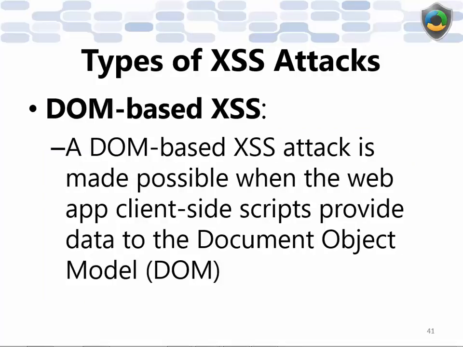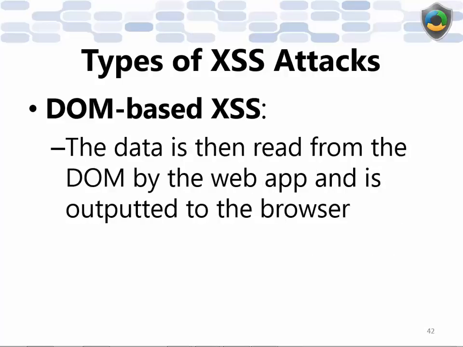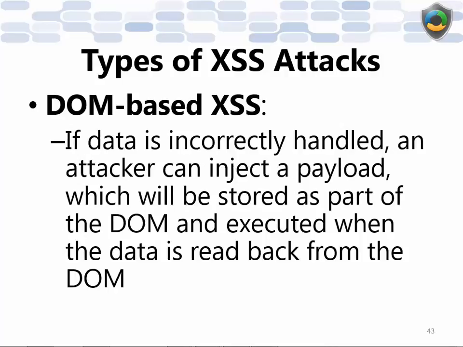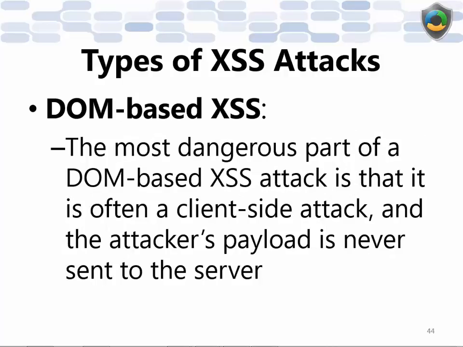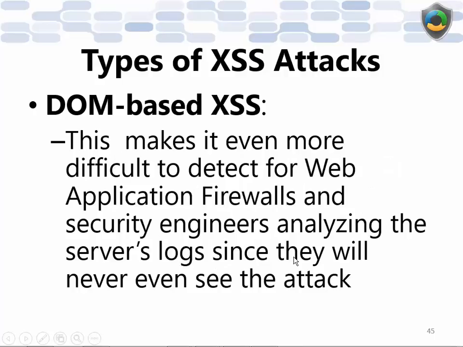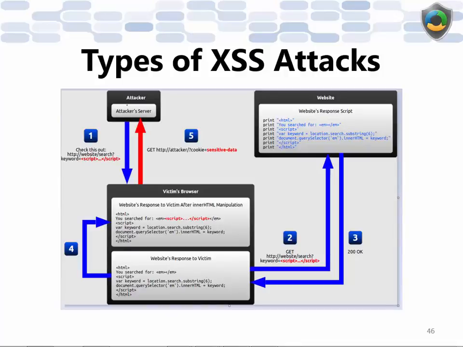Finally, you've got a DOM-based cross-site scripting attack. As mentioned here, this is possible when the client-side scripts provide data to the document object model. The data is read from the DOM and outputted to the browser. And if it's incorrectly handled, the attacker can inject a payload, and you can use the DOM to either read information from or write information to it. The most dangerous part of this is that it's often a client-side attack, and the attacker's payload is never sent to the server. That means it's harder for something like a web application firewall to detect it. And it's harder for any security engineer analysis tools to even log it and figure it out, because to them an attack has never happened.